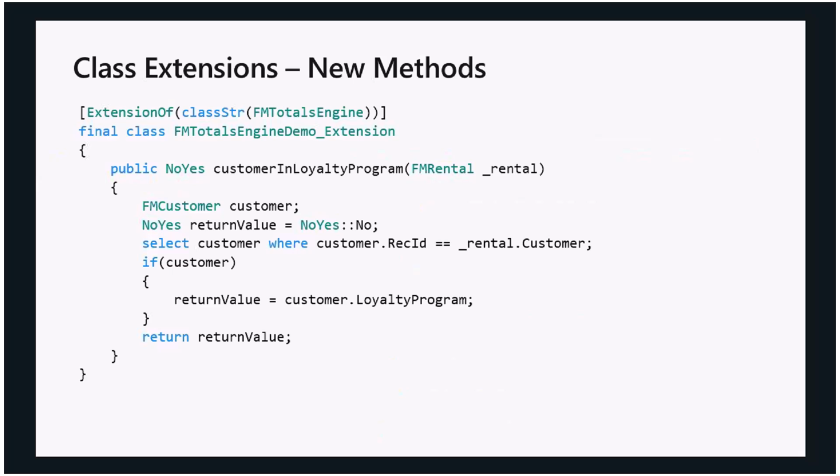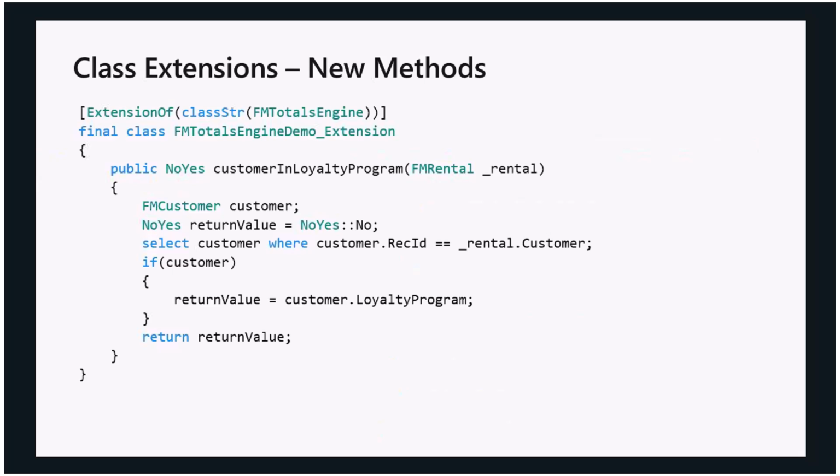So class extensions must end with the suffix _extension, and they must be decorated with the extension of attribute. They also must be marked as a final class, as there is no option to derive from these. We recommend including a unique prefix in the name. The name before the _extension does not need to exactly match the original class name; the actual mapping is done through that attribute.